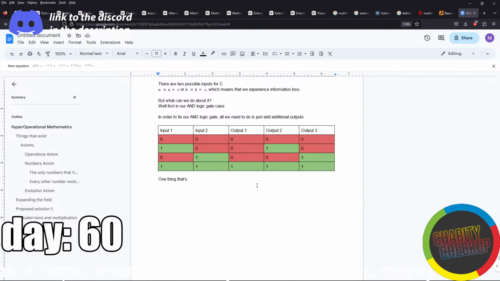Now, what's really interesting about an AND gate is that it is just multiplication.